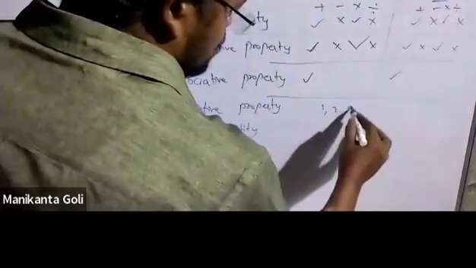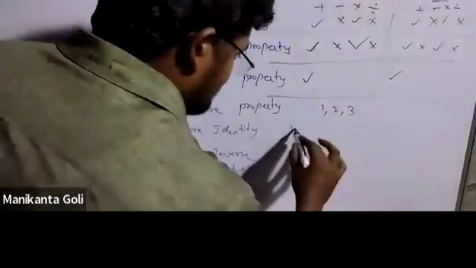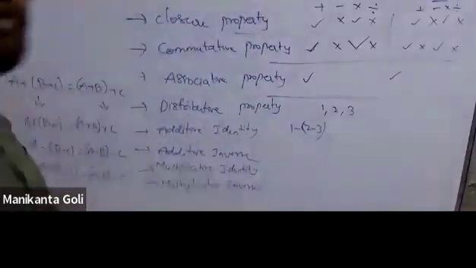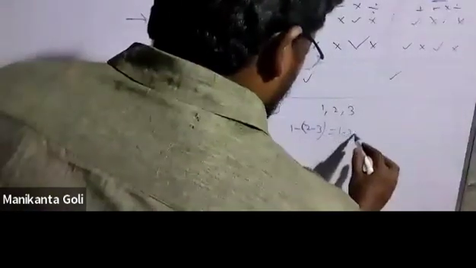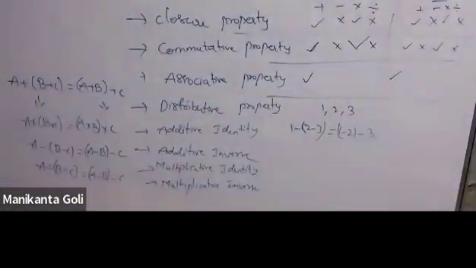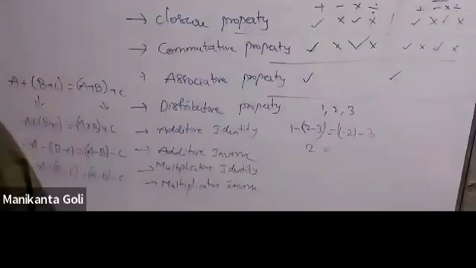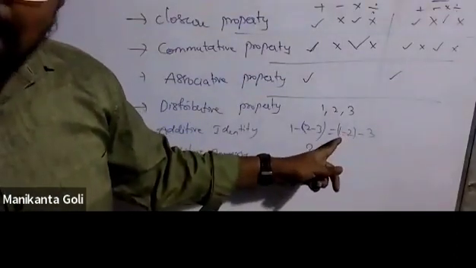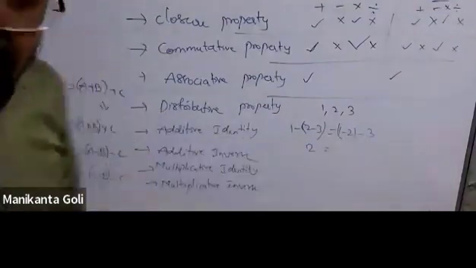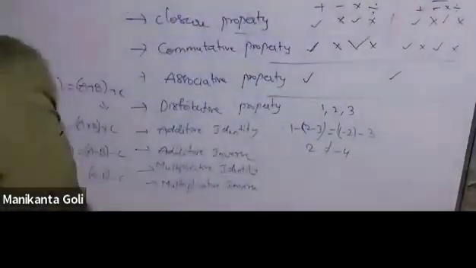Coming to subtraction, we take the same numbers: 1, 2, 3. So 1 − (2 − 3) compared with (1 − 2) − 3. Here 2 − 3 is −1, and minus of minus is plus, so 1 + 1 is 2. Again, 1 − 2 is −1, and −1 − 3 is −4. 2 is not equal to −4.